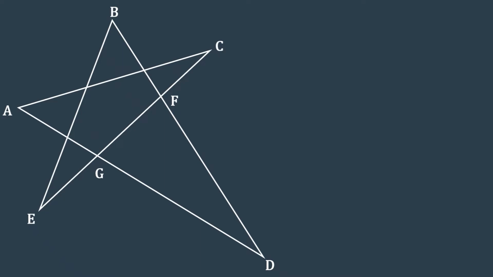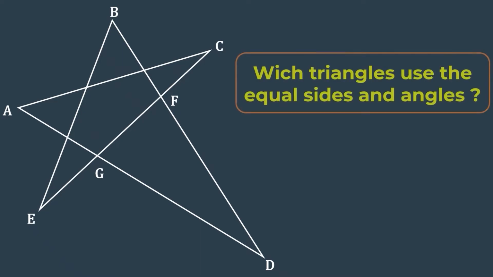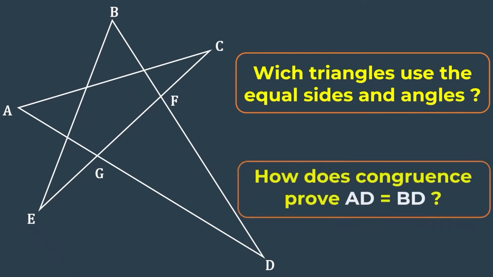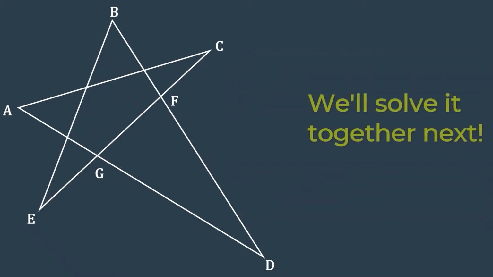Pause the video and think about these guiding questions. First, what triangles could you build using the given equal sides and angles? Second, how could proving two triangles are congruent help us prove our goal that AD equals BD? Don't worry if you're stuck, we'll solve it together right after this. Pause here and try to solve it yourself first.